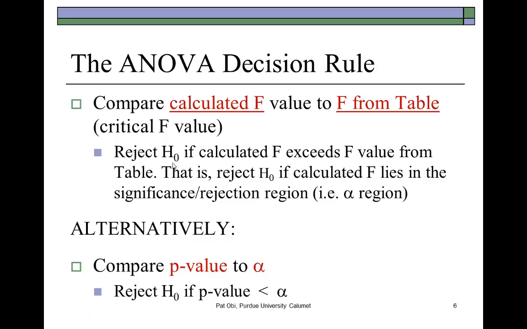The other way is to compare the p-value that corresponds to the calculated F statistic to the significance level, which is the alpha level that you choose to perform the test. Remember, the researcher chooses the alpha level, which could be either 0.10 as in 10% level, 0.05 as in 5% level, or 0.01 as in 1% level. Then you would reject the null hypothesis if the p-value that you obtain from your statistic is less than the level of alpha.